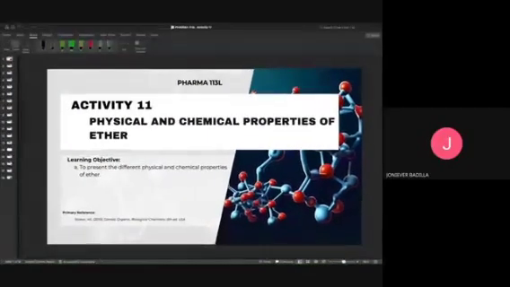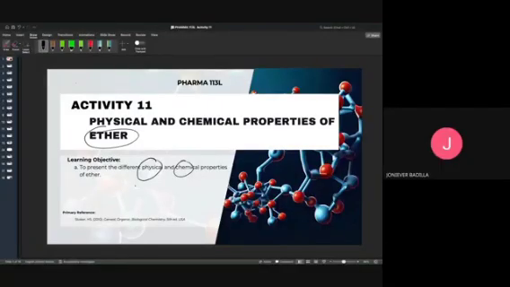Good day, everyone. We will end our discussion covering the last activity, that would be your Activity 11. This covers the last functional group for the final term, which involves your ether. Now, the same as with the previous functional groups, we will mainly focus on the physical and chemical properties of this functional group involved. In this case, that would be your ether.